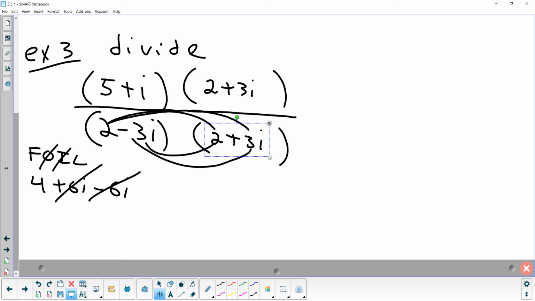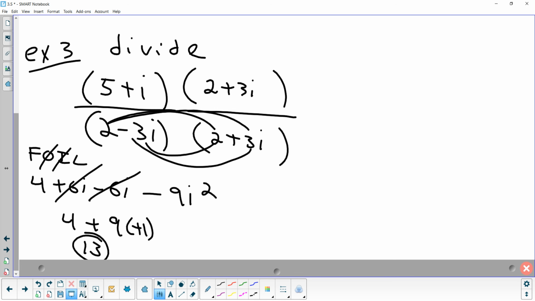A negative times a positive is a negative. And what's 3i times 3i? Before we simplify it, 9i squared. But i squared is what number? Negative 1. So this is really 4 minus 9 times negative 1, which is negative 9. So that's 4 minus minus 9. That becomes a plus 9.